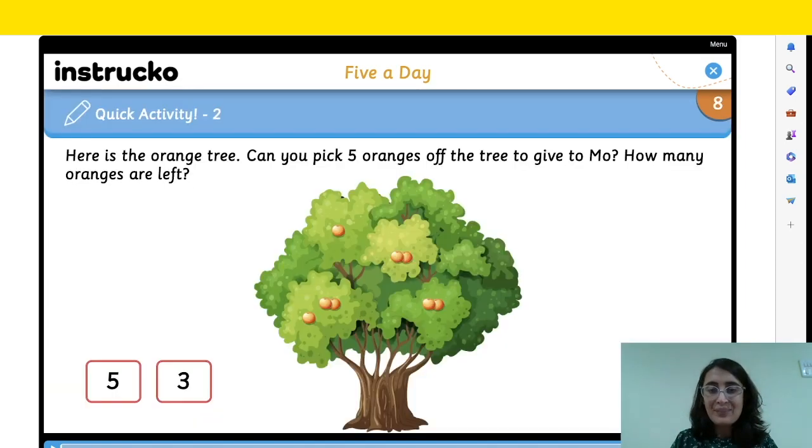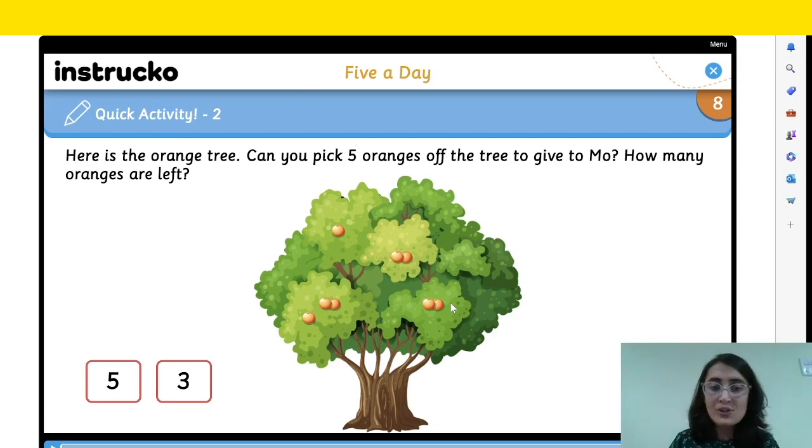Okay, now see, here's the orange tree. Can you pick 5 oranges off the tree to give it to Mo? And again, tell me how many oranges are left. See, they have given the tree now. We have oranges on the tree. Now again, we have to pick 5 oranges and give it to Mo. And then see how many oranges are left with us.